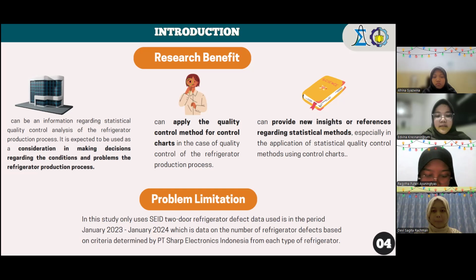And the problem limitation of this study: only SEID two-door refrigerator defect data is used, in the period January 2023 until January 2024, which is data on the number of refrigerator defects based on criteria determined by PT Sharp Electronic Indonesia from each type of refrigerator.